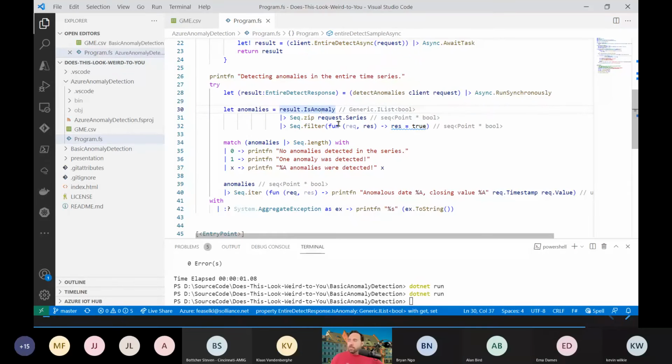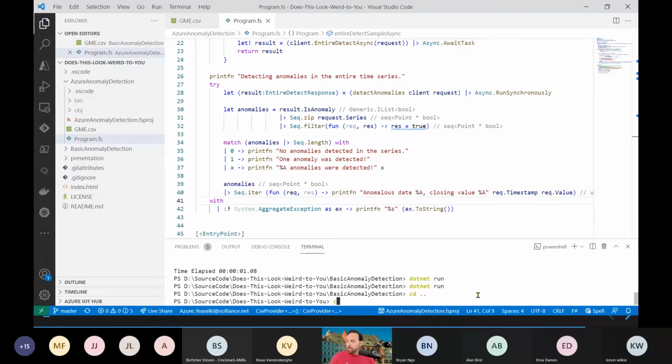And for all of the anomalies, I'm going to combine them. So the term is zip in a functional programming language, but don't think of WinZip. Don't think compression. Think of like a zipper connecting together. So I zip those together and I filter specifically where this is an anomaly. And I determine, were there anomalies? 0 anomalies, 1 anomaly, multiple anomalies. Then, of course, I want to know, what were the anomalous dates? So let's see if this works today.